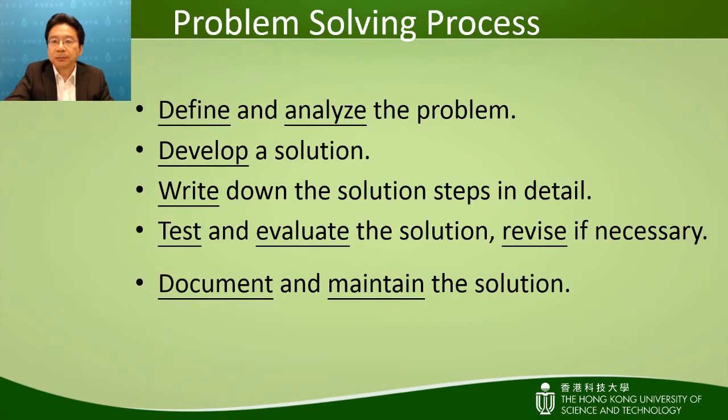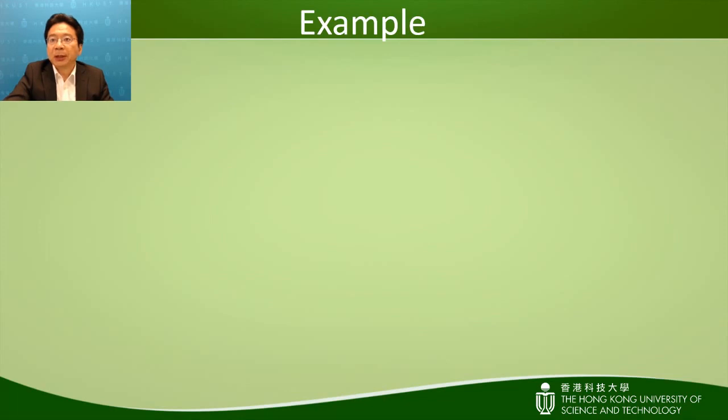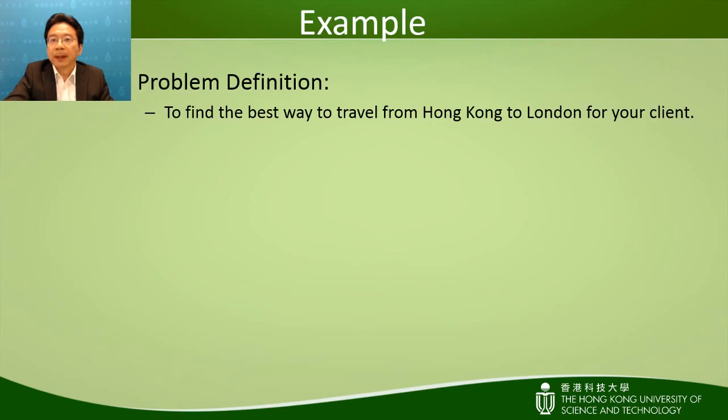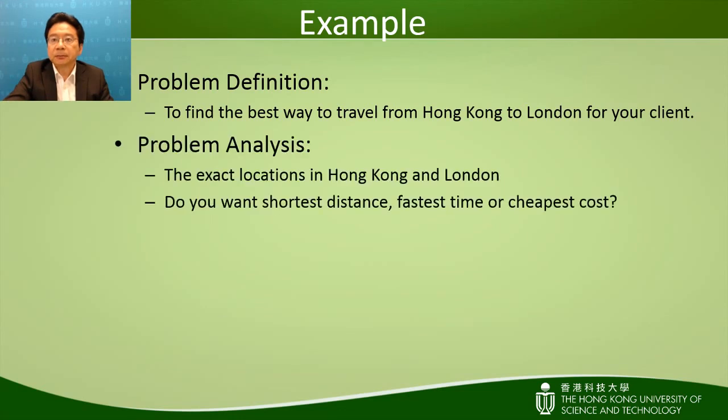To use the example that we have just discussed about finding a way to travel from Hong Kong to London, assume that you are a travel agent. The problem definition could be something like to find the best way to travel from HKUST in Hong Kong to London in UK for your clients. In analyzing the problem, you may have to find out from your clients what he or she means by the best way. Whether it's the shortest distance, the fastest time, or the cheapest cost.